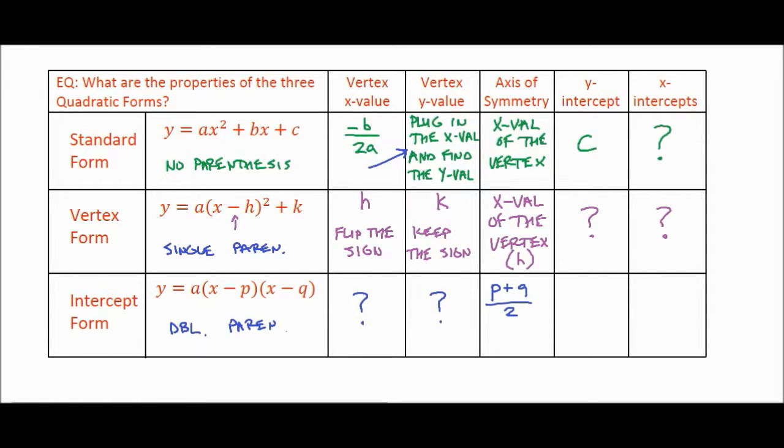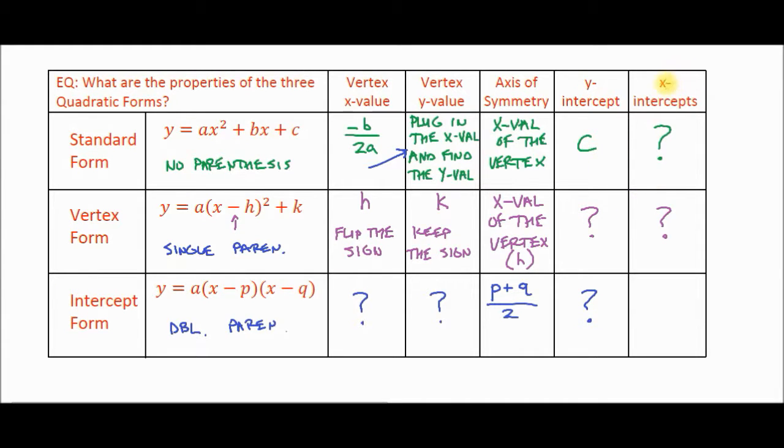I'm going to change that q a second to have a little tail on it. Otherwise, it starts looking like 9. There we go. P plus q divided by 2. Does the intercept form give us our y-intercept? No, it does not.